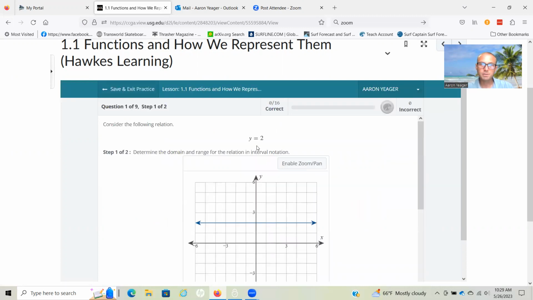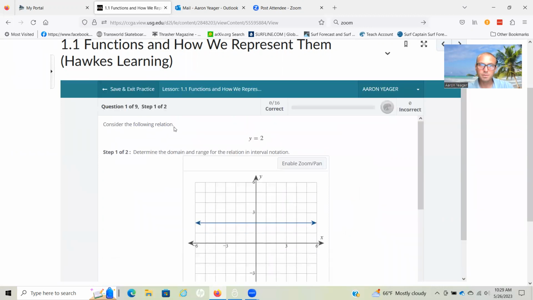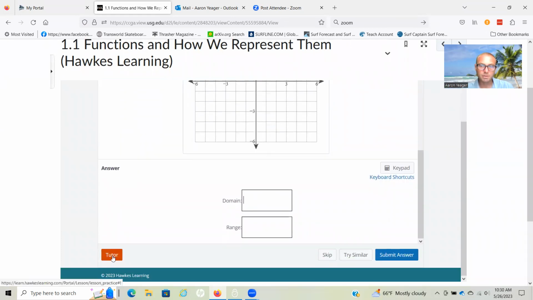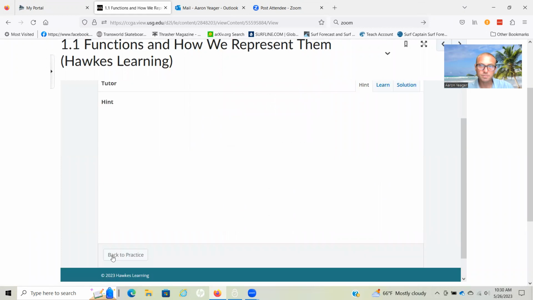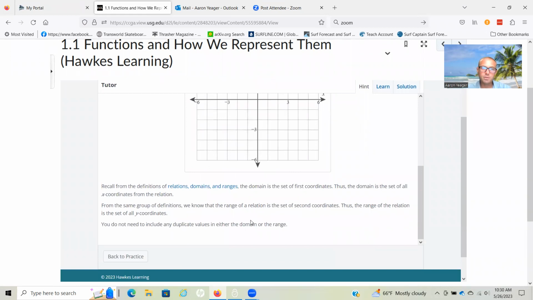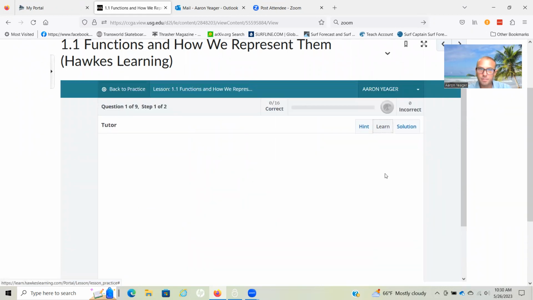So in the practice section, it says, consider the following relation, determine the domain and range. So maybe you just forgot what domain and range is, and you're going to be entering your answer in there. But if you click tutor, that's going to help walk you through it. And that's like the hint. This is more learn, sort of like from the book.